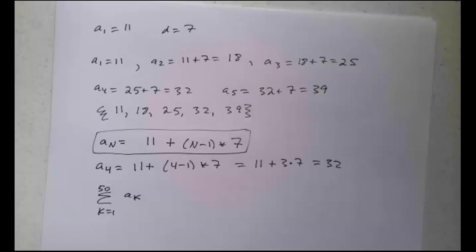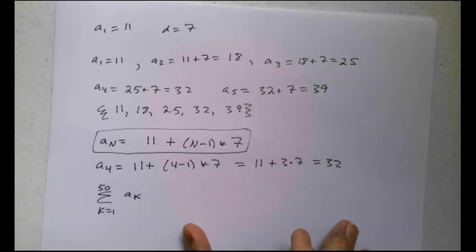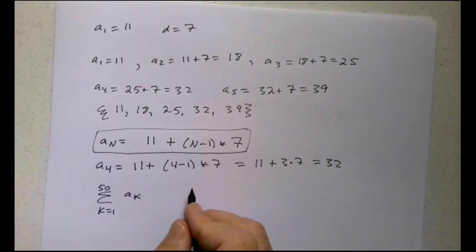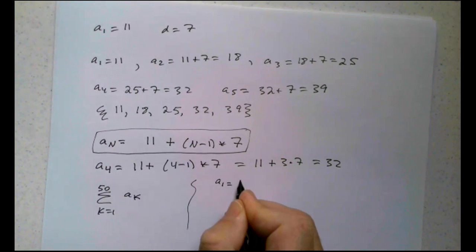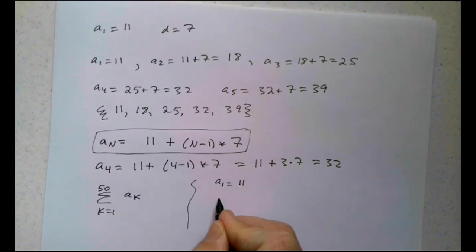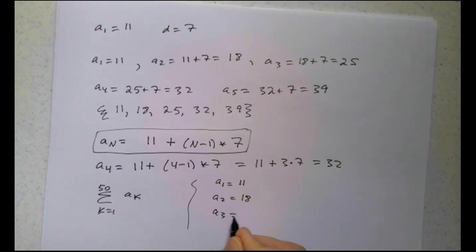All right. Well, my preference for this is to figure out what's the first and the last. So a sub 1 plus a sub n. That's my pair, and how many pairs do I have? Well, we know that a sub 1 is 11. We know that a sub 2 is 18. We know that a sub 3 is equal to 25.